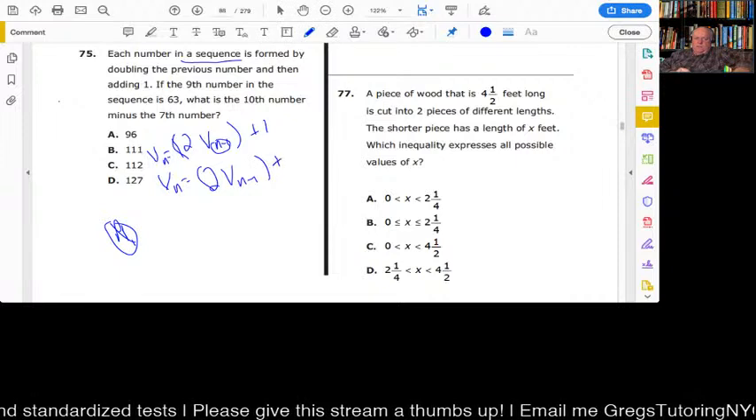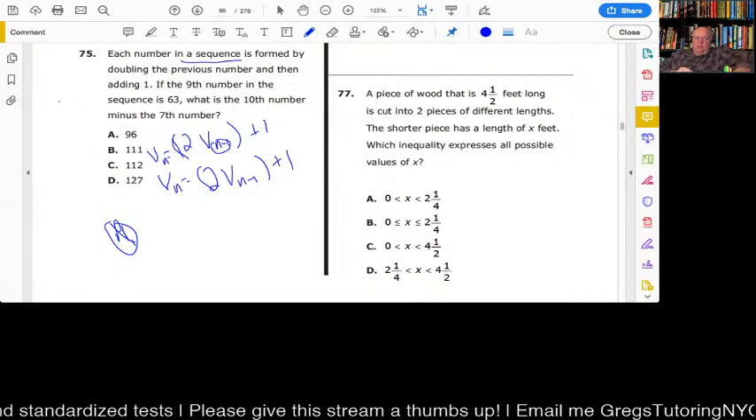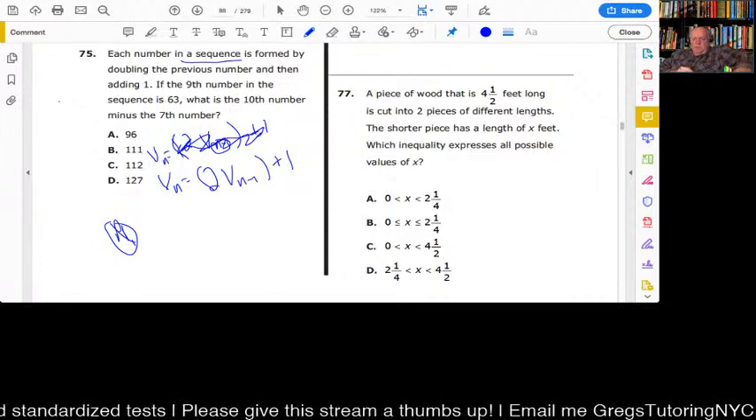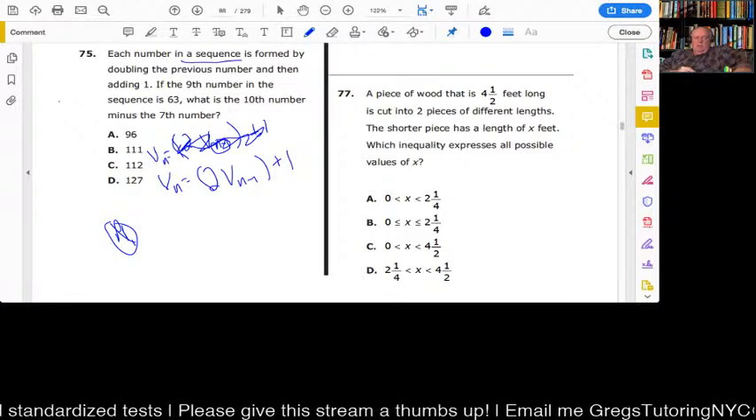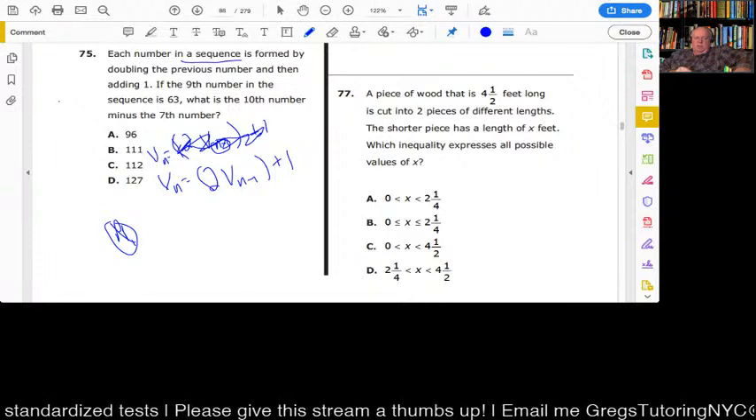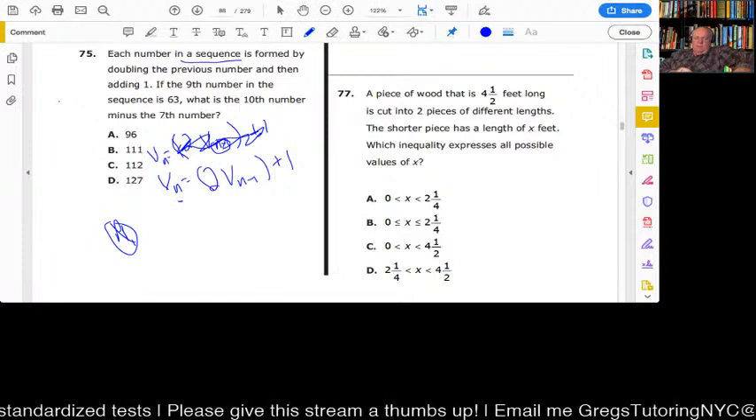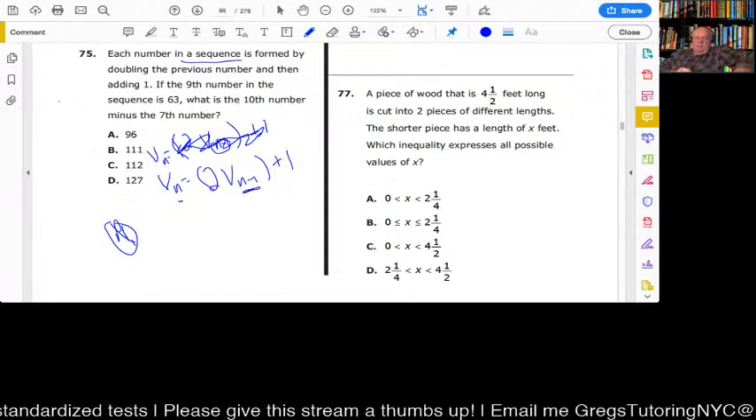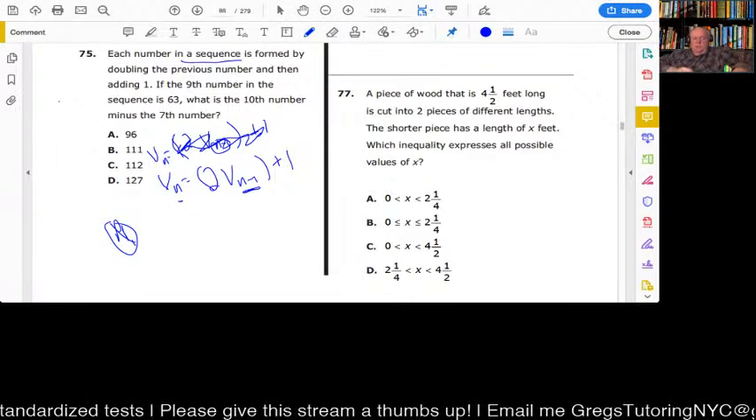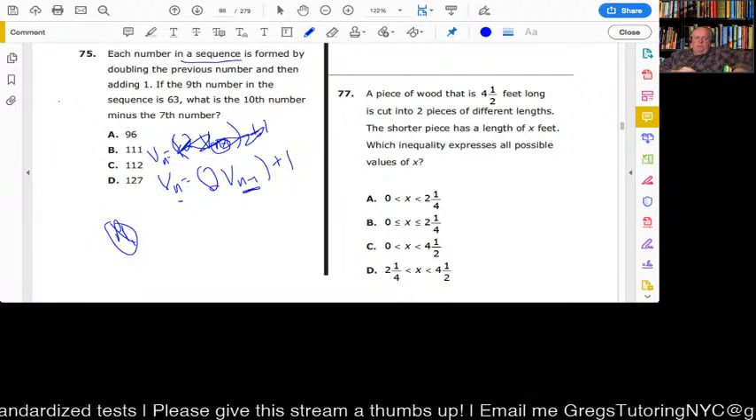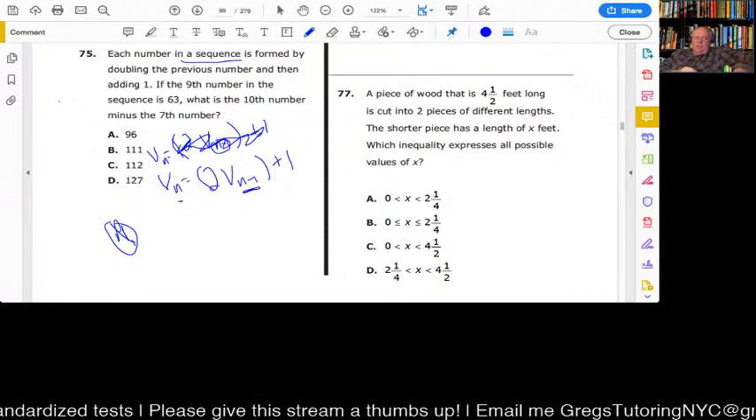Okay, this is just like 2 times x, but I'm just writing it that way. So let's ignore that because that's written sloppily. Each number in a sequence is formed by doubling the previous number. So if we're at this number, we're going to double the number before it. Okay, we're just using annotations right now. We're not actually doing anything yet. Doubling the previous number and then adding 1.